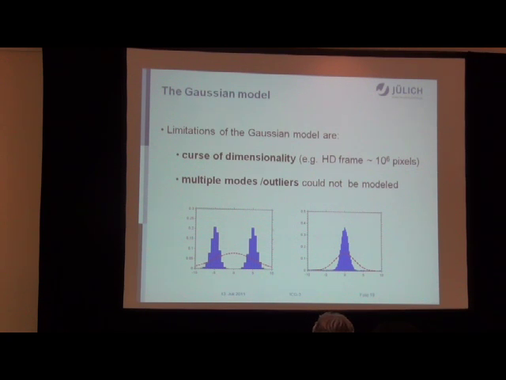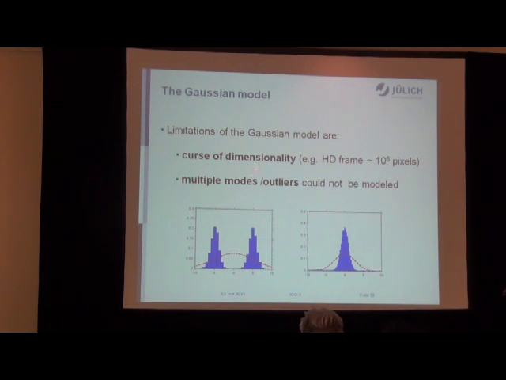First, there is the curse of dimensionality. When you think about a high definition frame, which is about 1 million pixel values to process, you cannot compute the covariance matrix anymore. And another point is if you have outliers, Gaussian does not represent your distribution very well, and multiple modes are also not so well modeled by a Gaussian approach.